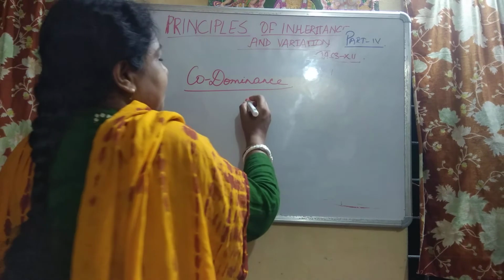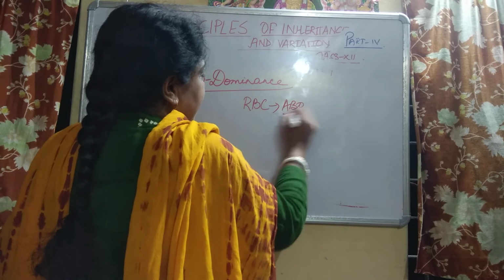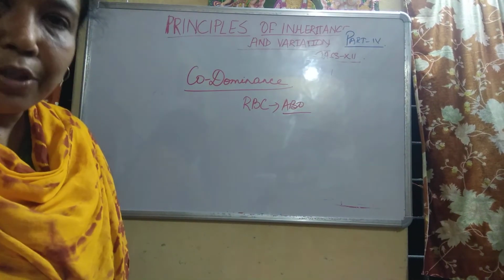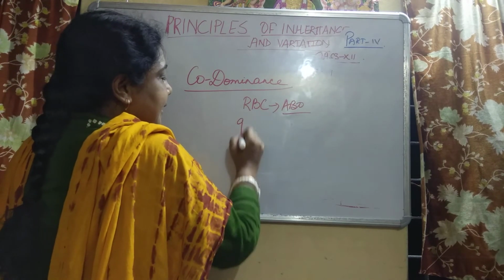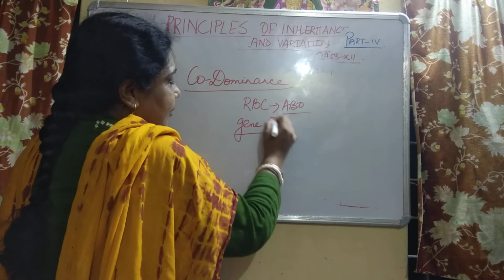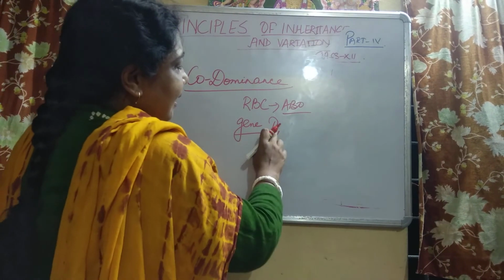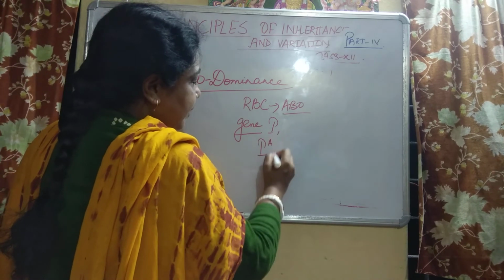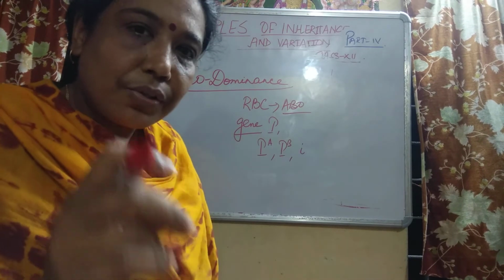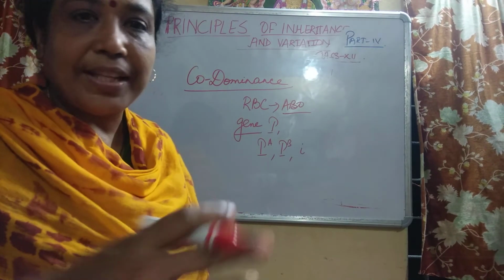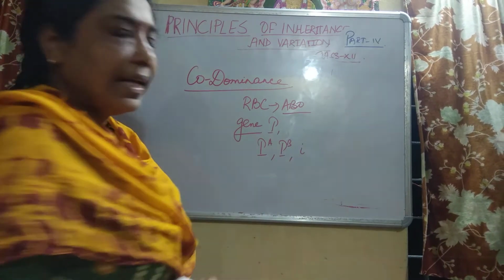And the best example is the RBC, which exhibits the ABO blood group system. Codominance means, now see, the gene representing the blood group is I. Now this gene is having three forms: IA, IB and i. So this is also an example of multiple alleles. When there are more than two alleles, it is an example of multiple alleles.